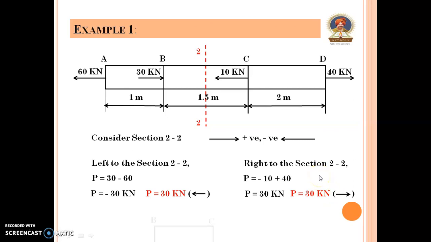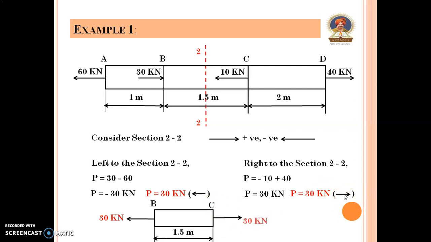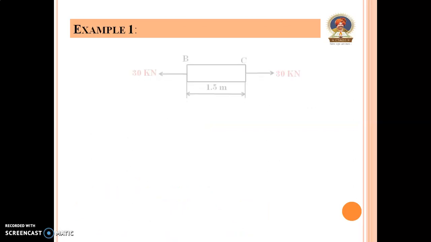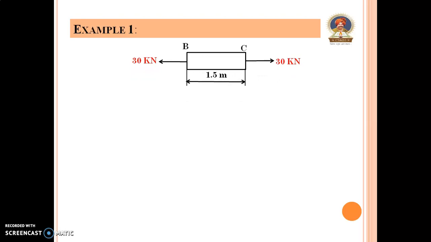Once again we have drawn here section BC. In that section, this is the left hand portion on which the force is moved towards the left side, and the value of that force is P is equal to 30 kilonewton. Here in the right portion, the force is moved towards the right side and the value is P is equal to 30 kilonewton. Once again here it is a tensile force, so the value of P is 30 kilonewton positive.